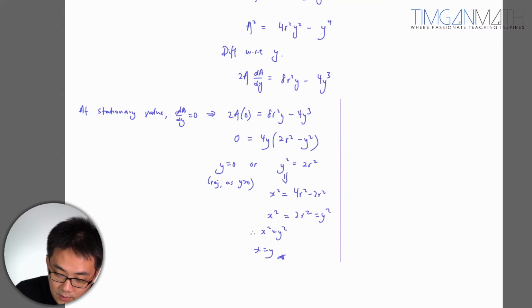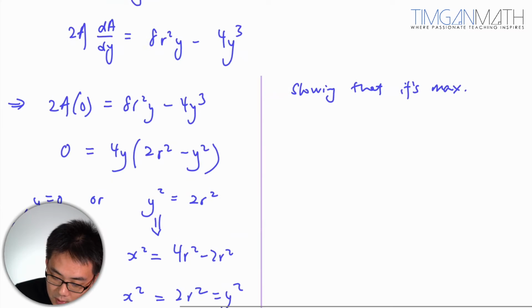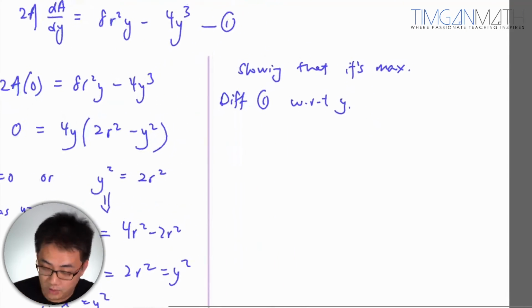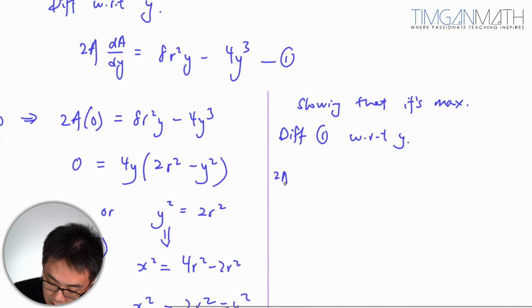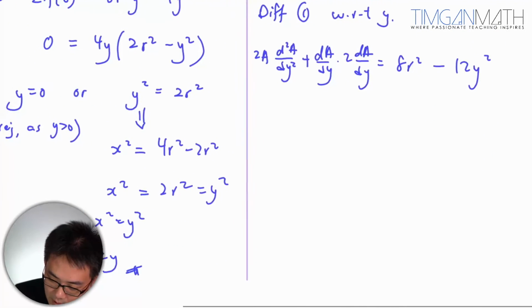Now, in order for you to show it's a maximum, I think it's not really a big deal. What we're going to do is show it's a maximum. We could just differentiate again, so differentiate with respect to y. What we can get is implicit differentiation, which would be quite good. So this will be 2A d squared A/dy squared plus dA/dy times 2 dA/dy equals 8r squared minus 12y squared.